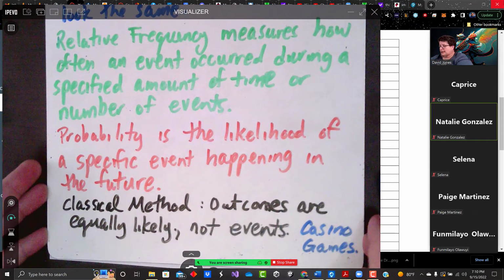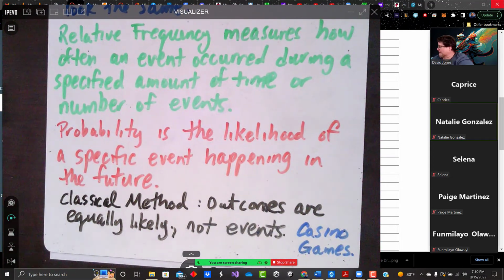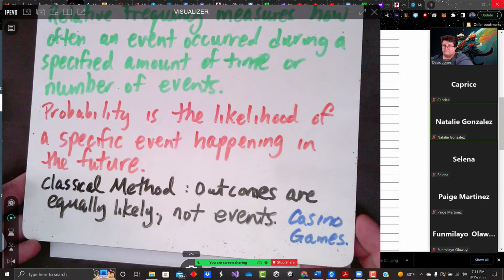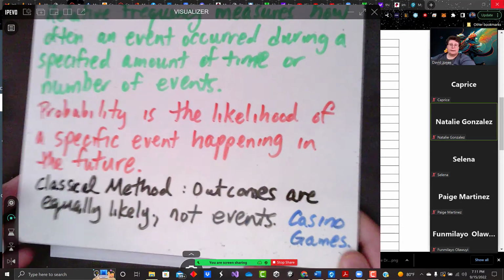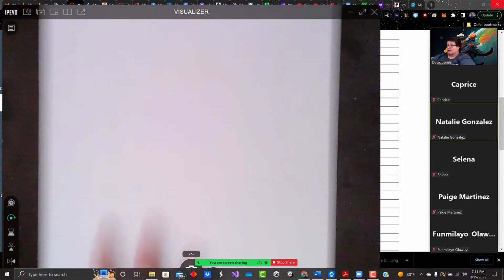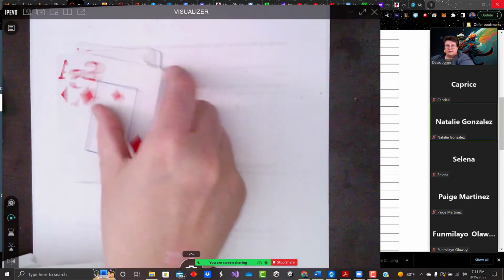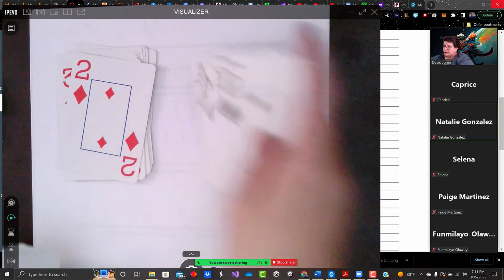Yes. I was going to actually do that with the deck of cards. But I want to make sure everyone's got this written down before I erase the space. Anyone need this up longer? Okay. So in a deck of cards, there are 4 suits.